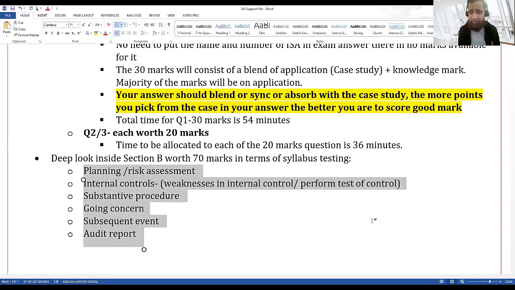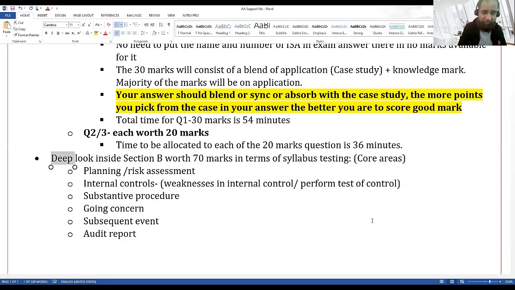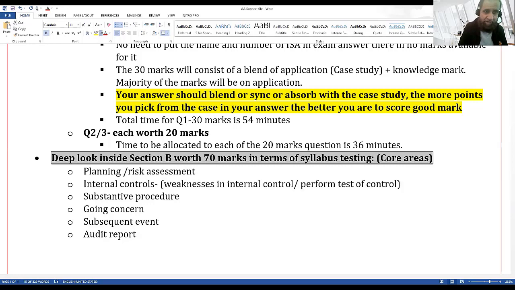So when we are focusing on our AA classes, I will consider them as core areas. We'll spend a lot of time on test of controls, weaknesses in internal control, planning and risk assessment. We'll spend a lot of time on substantive procedures, going concern, subsequent events and audit report, right? You have to be very critical of that every time you look into section B. So these are core areas. Take a deep look inside section B, worth 70 marks in terms of syllabus testing and the core areas. So please, this is important. Let's underline that and put that in red. This is extremely important for all of you, right?